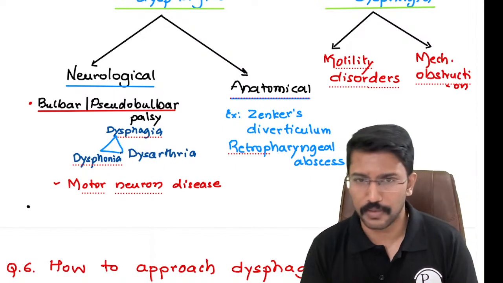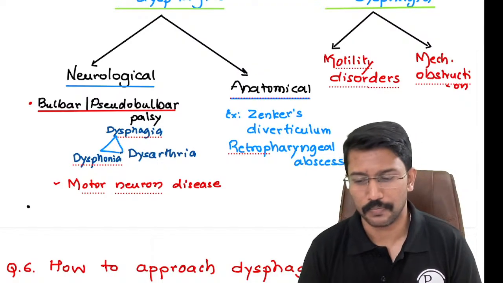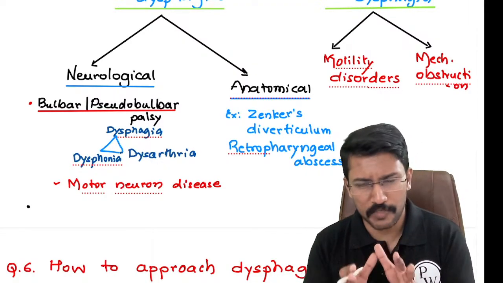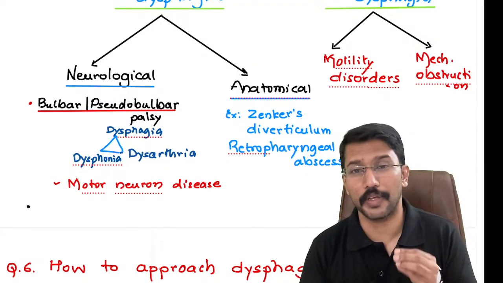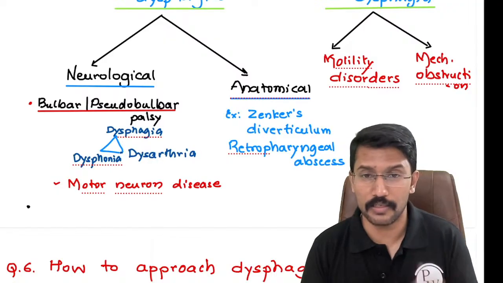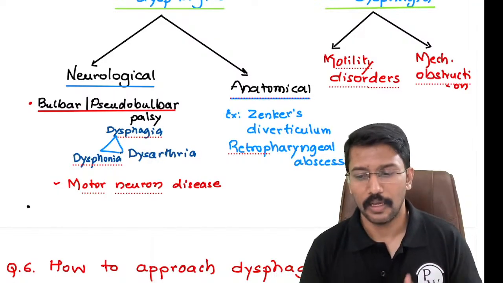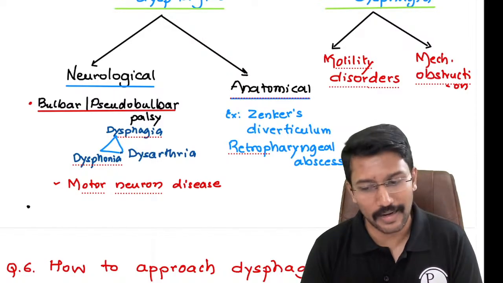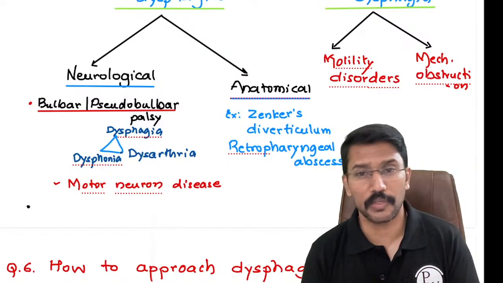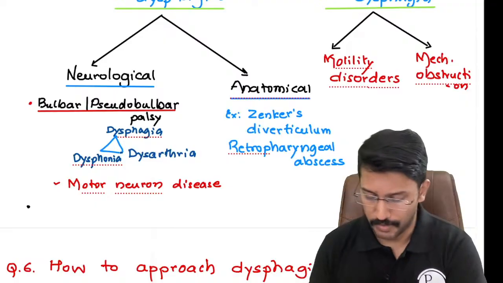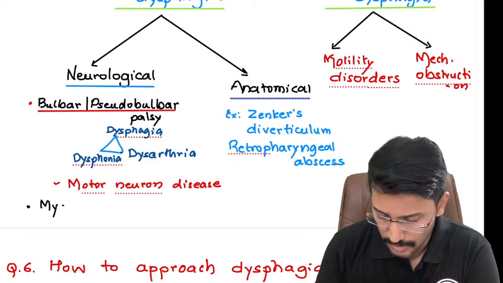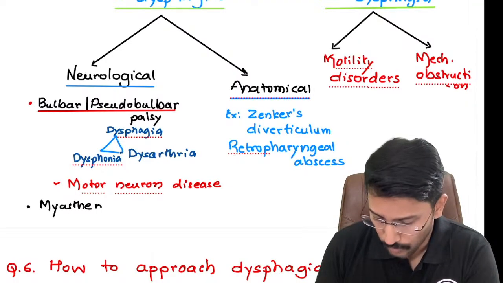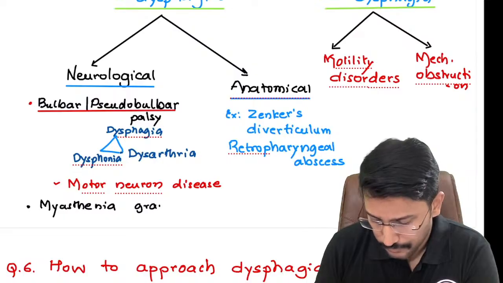So we can have neurological dysphagia. But I am specifically giving you clues. These are the patients where the first muscle that becomes weak is the levator palpebrae superioris, and because of that they present with ptosis and diplopia, right, myasthenia gravis. So many patients with myasthenia gravis do develop dysphagia. So myasthenia gravis is another example where you can have oropharyngeal dysphagia.